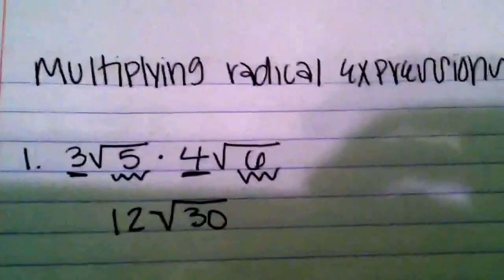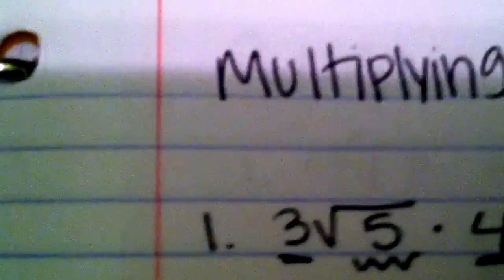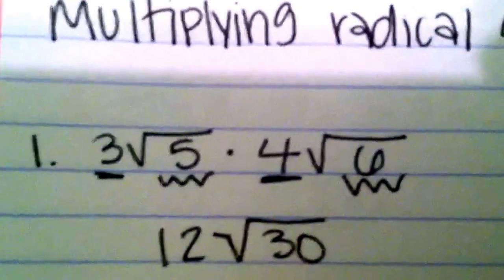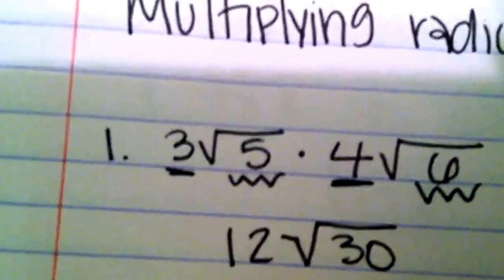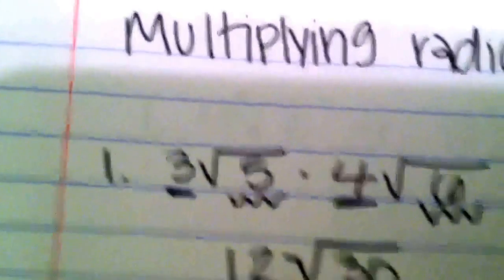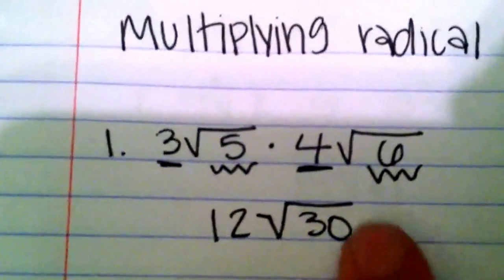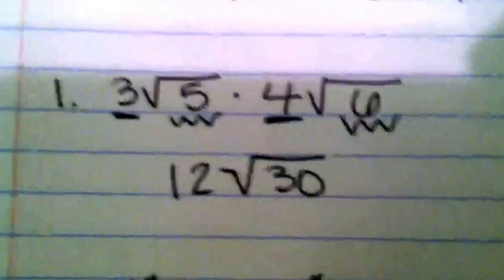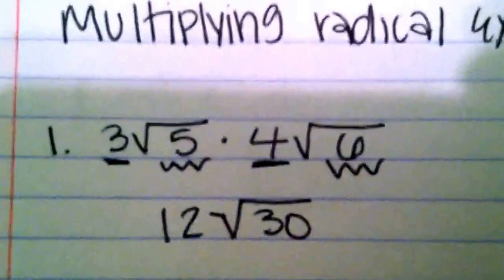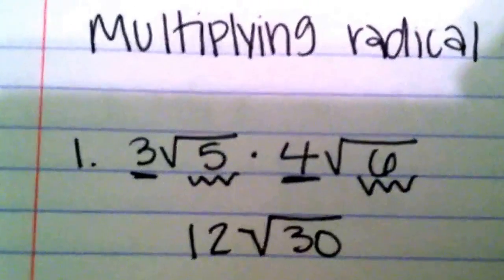Okay, multiplying radical expressions. To multiply radical expressions, you must have the same index. If you have the same index, then you first multiply the coefficients. After you multiply the coefficients, like for the first one, 3 times 4, you get 12, and then you multiply the radicands, so 5 times 6 would be 30. For number 1, your answer would be 12 times the cubed root of 30.